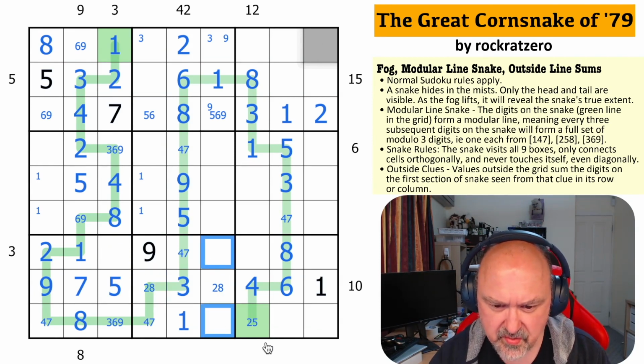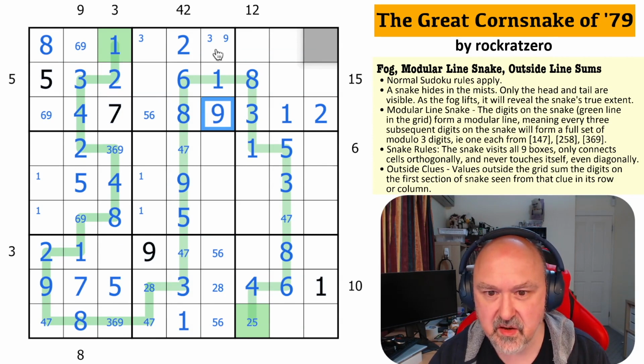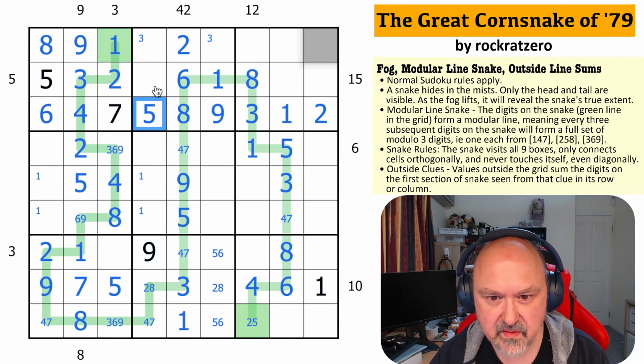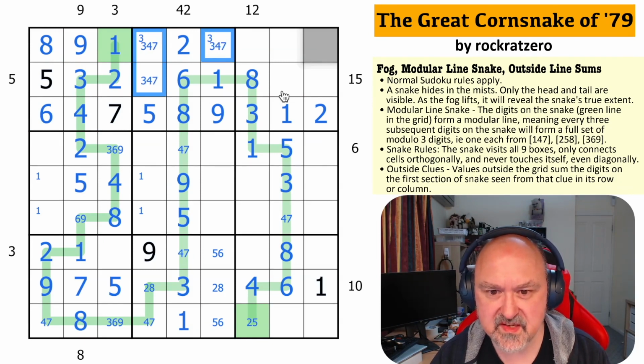So 1, 2, 3, 4, 5, 6, 7, 8, 9. These are a 5, 6, which makes this the 9. Because that was 5, 6, or 9, which makes this 6, which makes this 9, which makes this 5. So this is now a triple. 1, 2, 3, 4, 5, and 7. Now there was no 3 there.